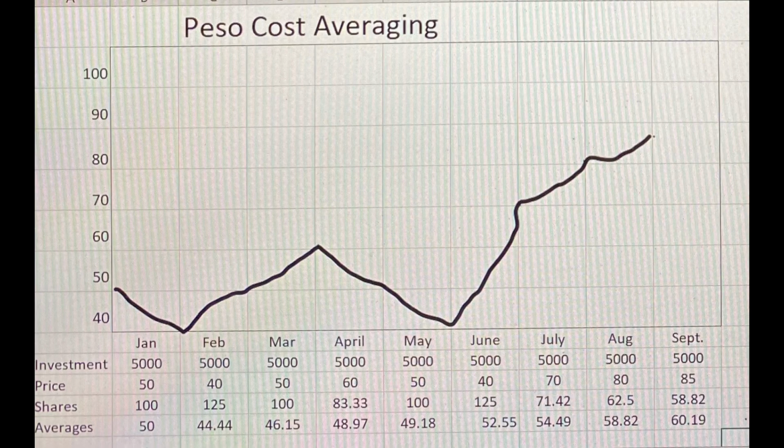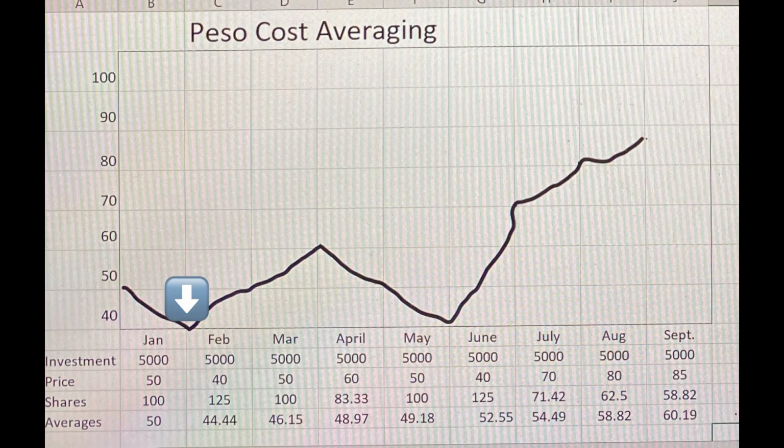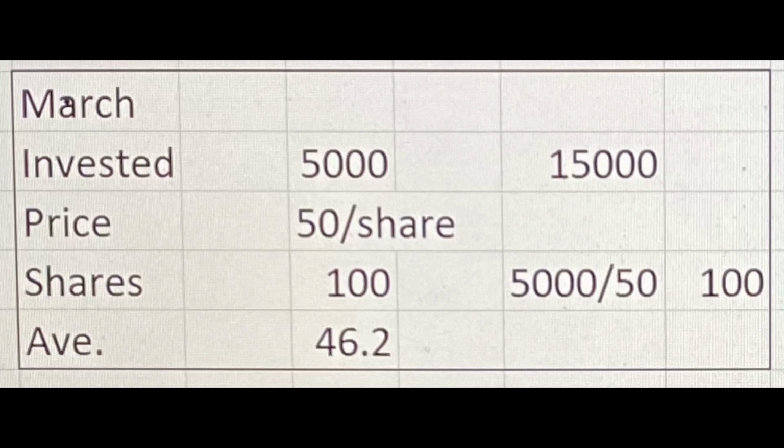So, checking the chart, we see that from a price of 50 pesos per share in January, it goes down to 40 pesos per share in the month of February. In the third month, March, we again invested an amount of 5,000 at a price of 50 pesos per share, and we were able to buy another 100 shares.